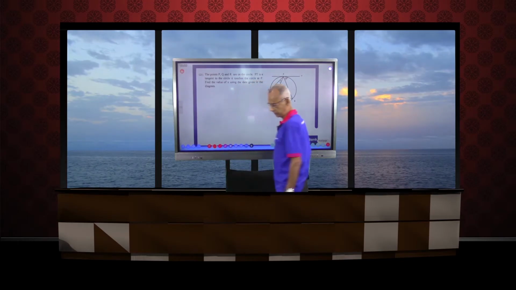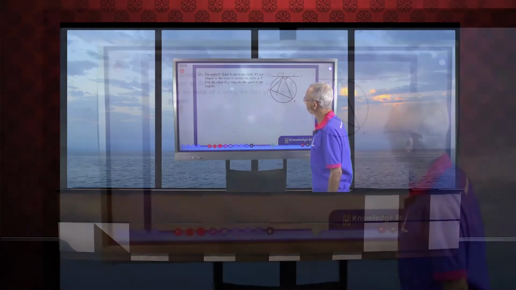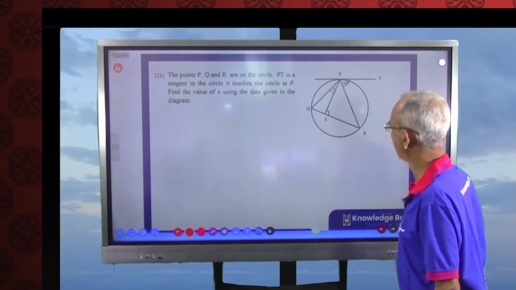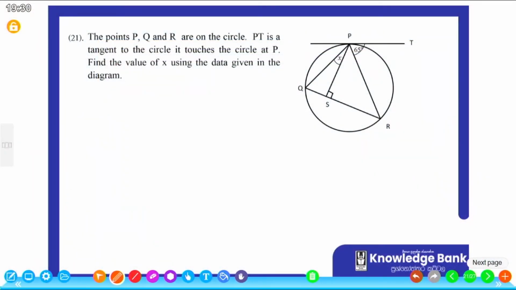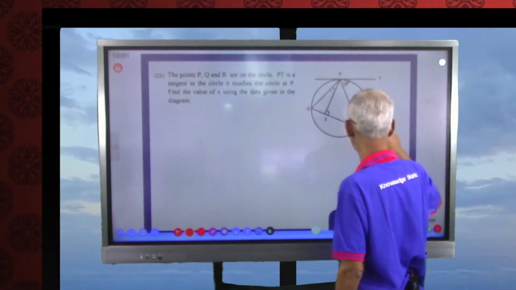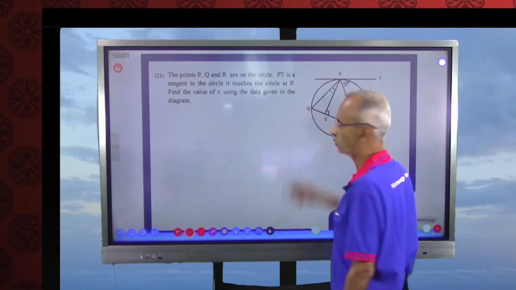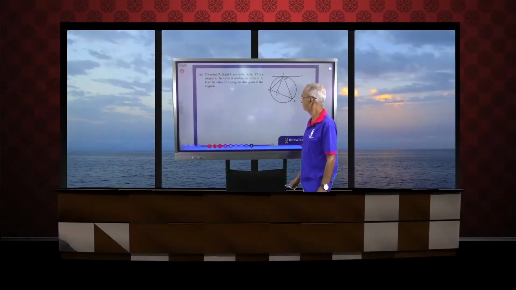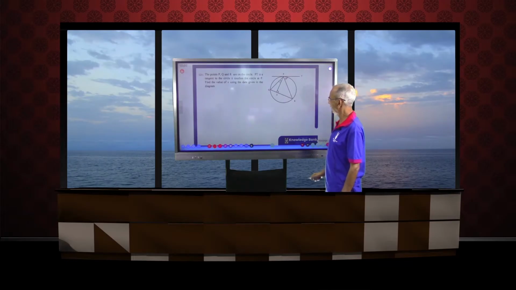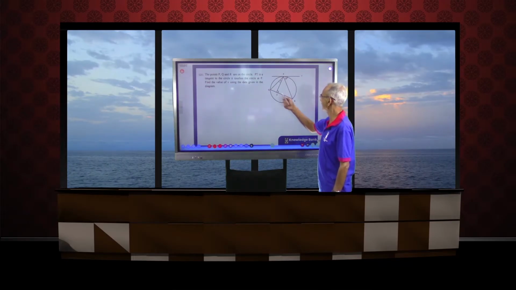Then let's turn to question number 21. The points P, Q and R are on the circle. PT is a tangent to the circle. It touches the circle at P. Find the value of x using the data given in the diagram. You have to find the value of x here. Angle PSR is 90. Therefore, angle PSQ is also 90. The reason is the sum of the angles on a straight line is 180 degrees.